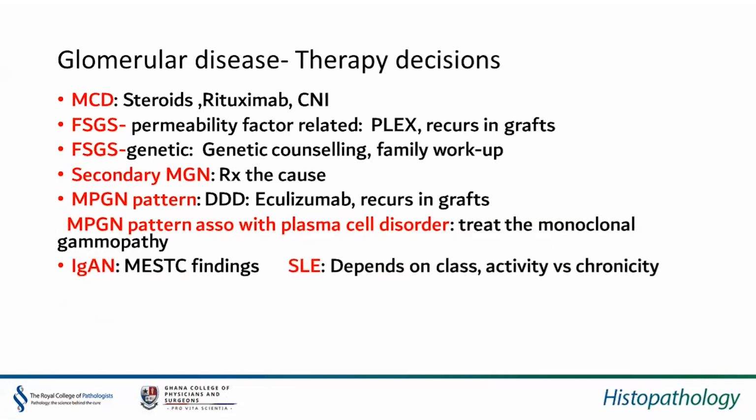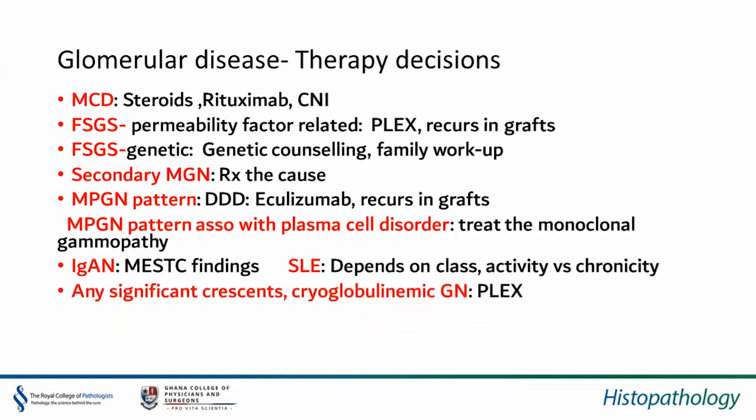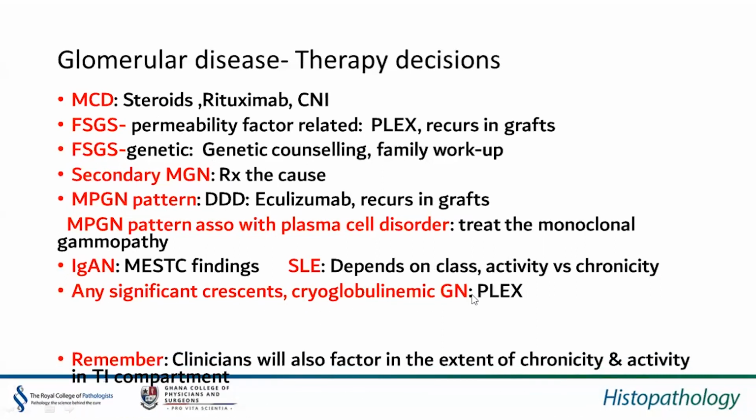IgA, the treatment depends on the MEST-C findings. SLE depends on the class, activity versus chronicity. There are many others that I have not actually enumerated here. These are some important ones which have very specific treatment plans, and we should not miss these diagnoses. Any significant crescents, cryoglobulins, you have to do plasma exchange.